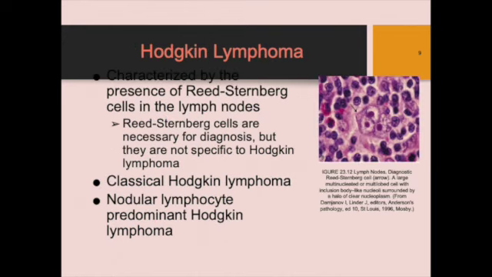The Hodgkin lymphomas are characterized by the presence of Reed-Sternberg cells within the lymph nodes, and these cells are necessary for the diagnosis of Hodgkin's lymphoma. They're not specific to Hodgkin's lymphoma, but in order to diagnose a patient, they need to have the Reed-Sternberg cells. We will see the Reed-Sternberg cells, which is a B cell, in every patient with Hodgkin's lymphoma.